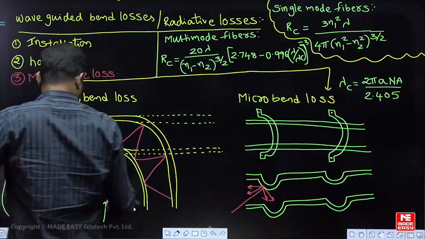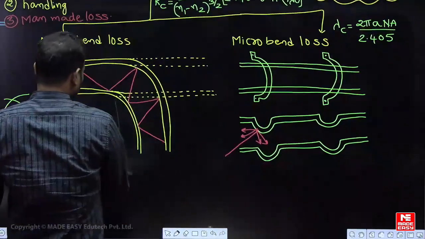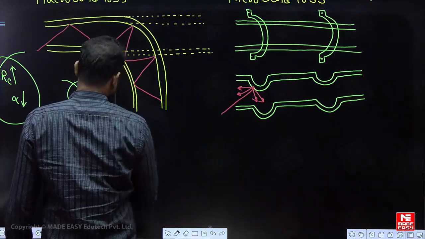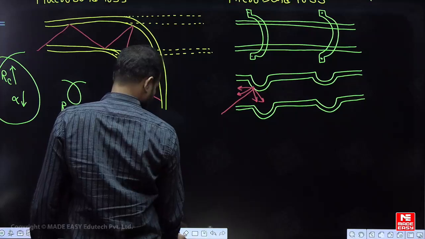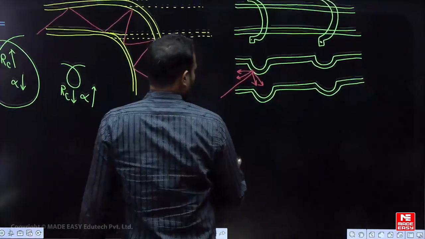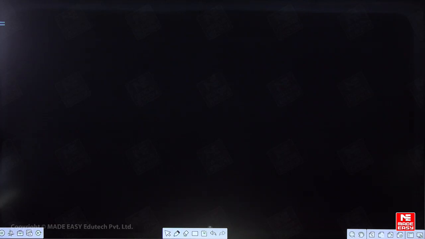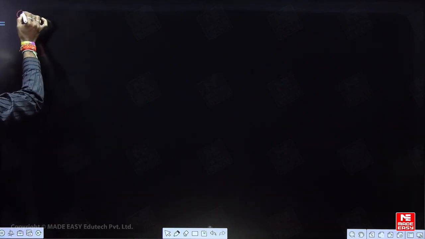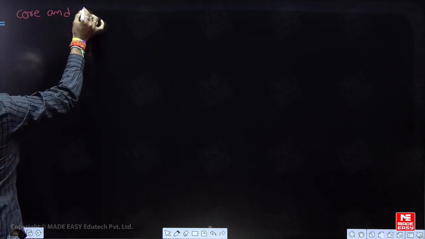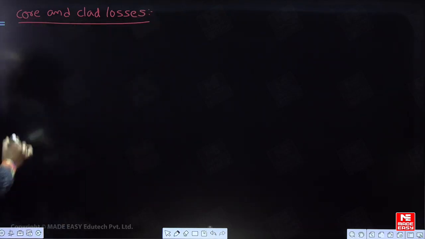So that is called as core and clad loss. Please listen to this concept. I give time for you to copy, don't worry. Important concept. Concentrate a little. Easy, very easy. Core and clad loss. Don't worry, I will make it very easy, just understand the concept.